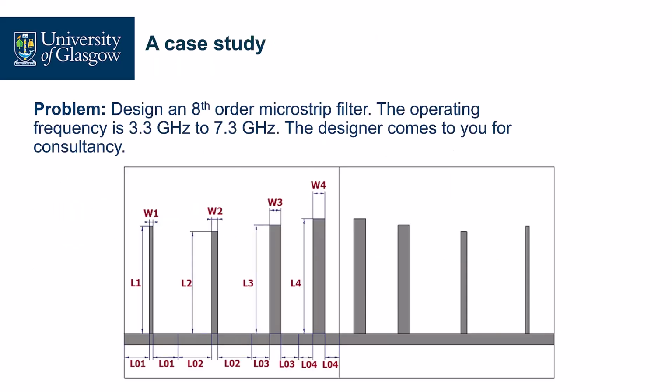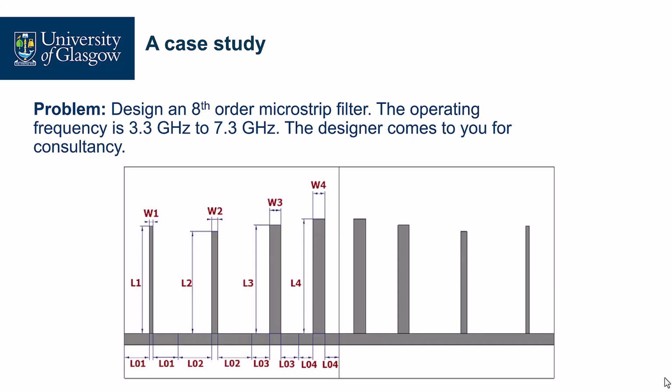The problem is like this. We need to design an 8th order microstrip filter, as you can see here. The operating frequency is 3.3 to 7.3 gigahertz. The designer comes to you for consultancy, and you are an engineer armed with AI techniques for optimization. So now you receive this problem.